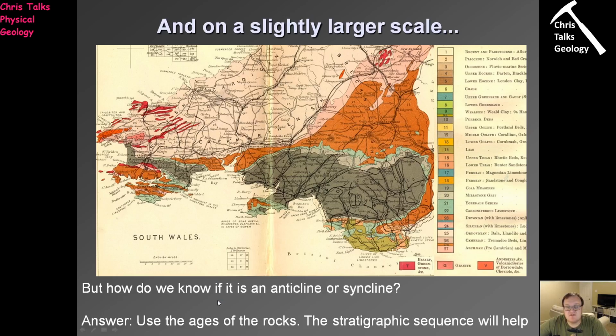Okay, now let's look at a fold on a really big scale. So if we look here, this grey area here, these are the coal fields of South Wales. Wales is part of the United Kingdom. The coal fields of South Wales are very, very famous because they produce some of the best quality coal the world's ever seen. They produce a type of coal called anthracite, really good quality stuff.